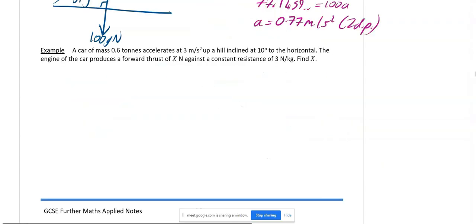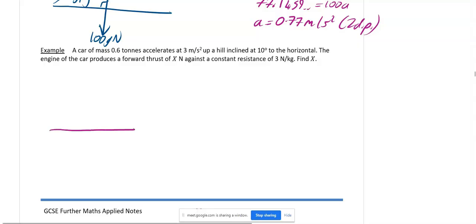The last example says a car of mass 0.6 tons. Now a ton is 1,000 kilograms, so 0.6 tons will be 600 kilograms. So a car of mass 600 kilograms accelerates at 3 meters per second squared up a hill, inclined at 10 degrees to horizontal. The engine of the car produces a forward thrust of X newtons against a constant resistance of 3 newtons per kilogram. Find X.